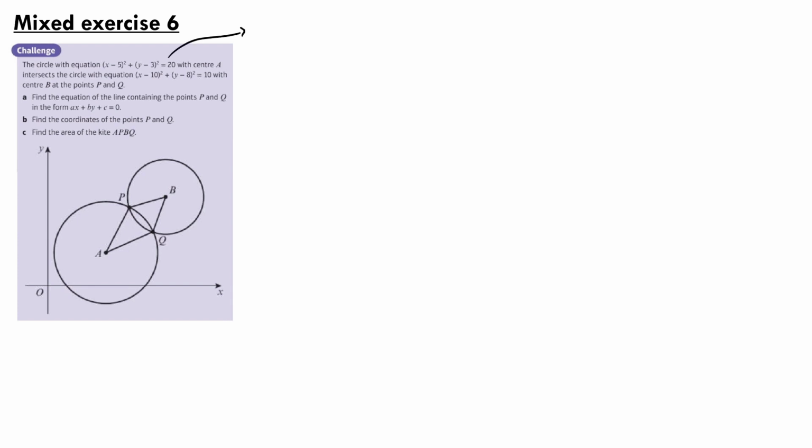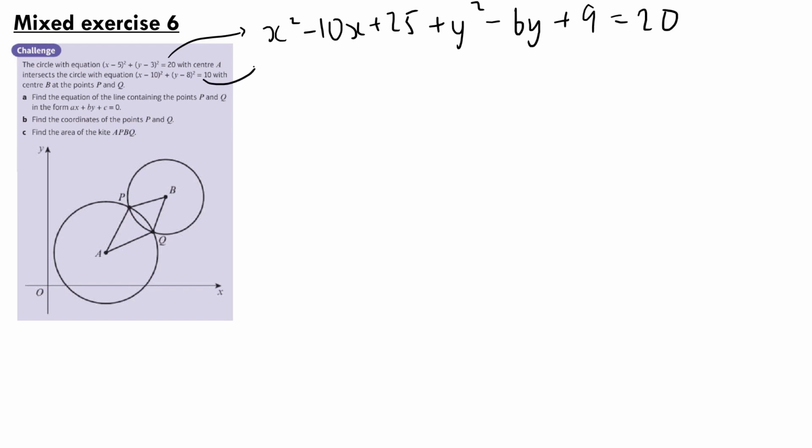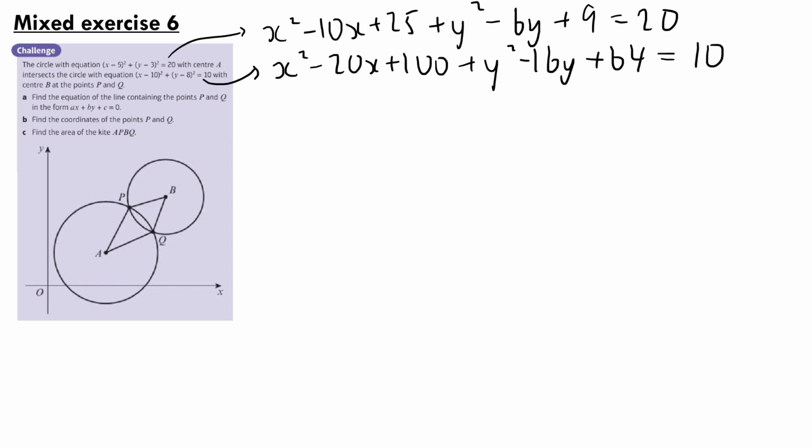For the first equation, expanding the brackets, we get x² - 10x + 25 + y² - 6y + 9 = 20. Expanding the second equation, we get x² - 20x + 100 + y² - 16y + 64 = 10. Now we can subtract these two equations from each other, and we will see that the x² and the y² cancel. So we get an equation in just x and y, which gives us the intersection points, exactly what we require.